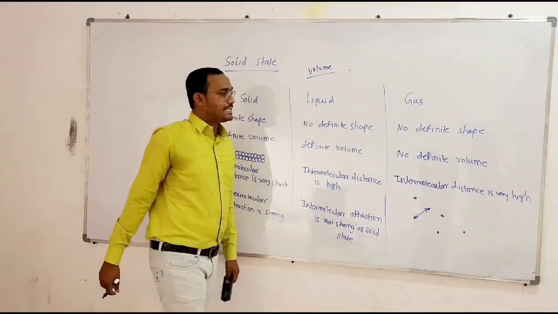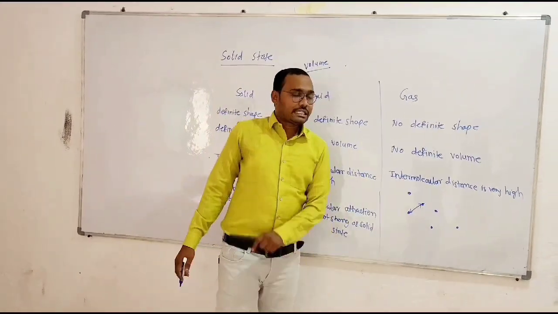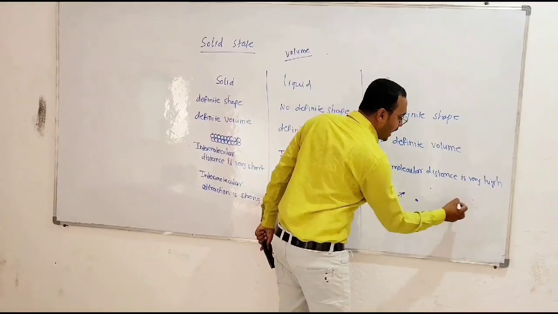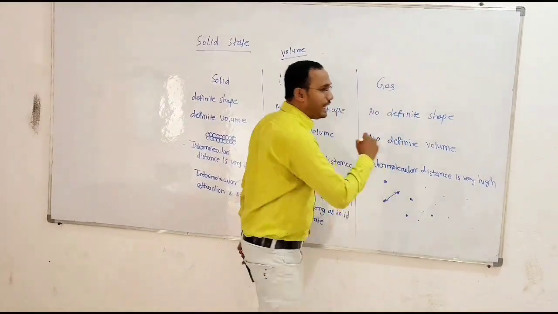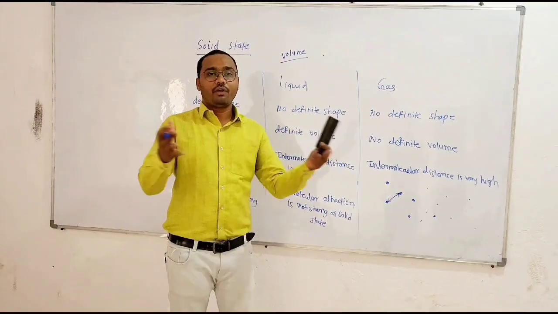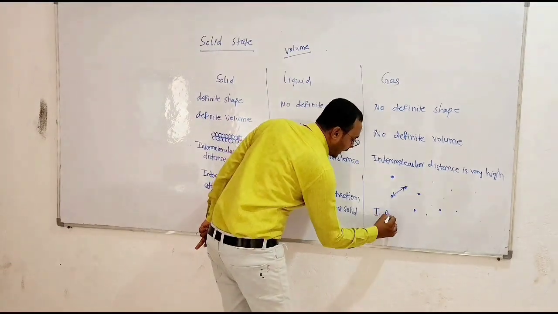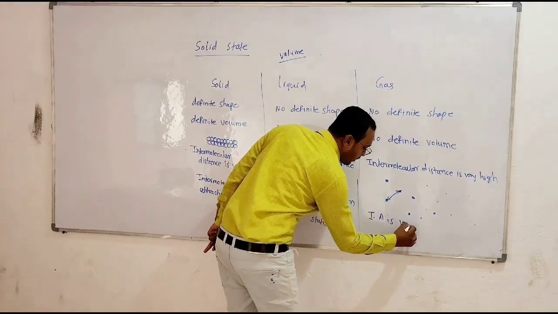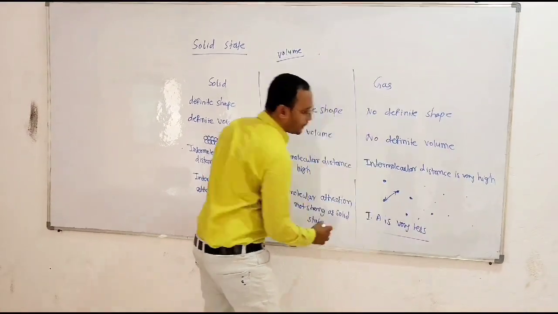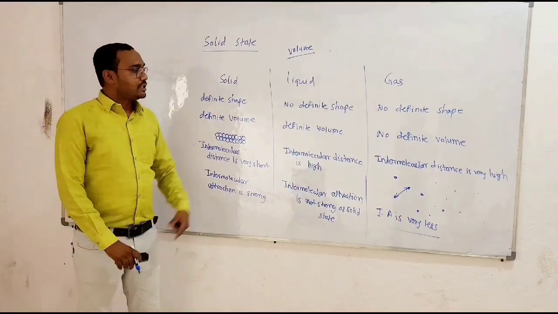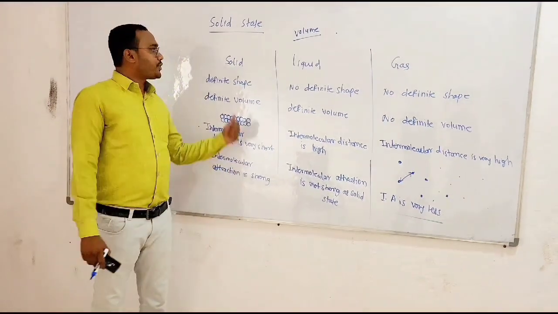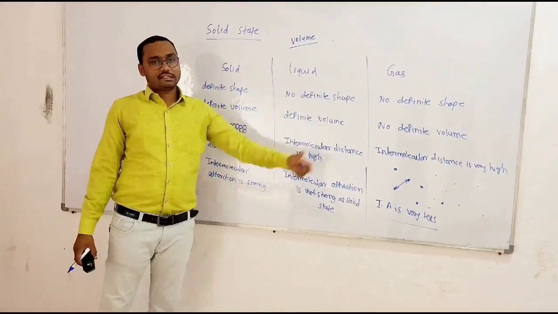In case of gases, intermolecular distances are high. That means the attraction between the molecules is very less. That's why they are apart from each other. So intermolecular attraction is very less. Okay. These are some important points to differentiate solid, liquid, and gas.